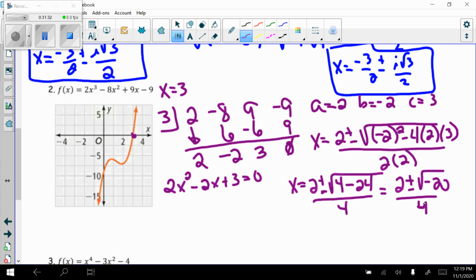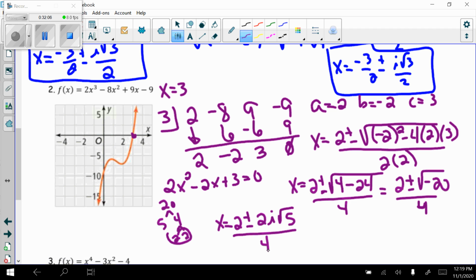Negative 20. Okay, remember I have to do a factor tree on this. So I'll come over here, 20. If I do a factor tree, that's 5 times 4. 4 is 2 and 2, so I'm going to have a 2 that comes out. So x equals 2 plus or minus the square root of 20. The 2 comes out. The negative comes out as an i, so 2i, square root of 5 left behind, everything over 4. But now I see I have a 2 and a 4, so I can simplify that.